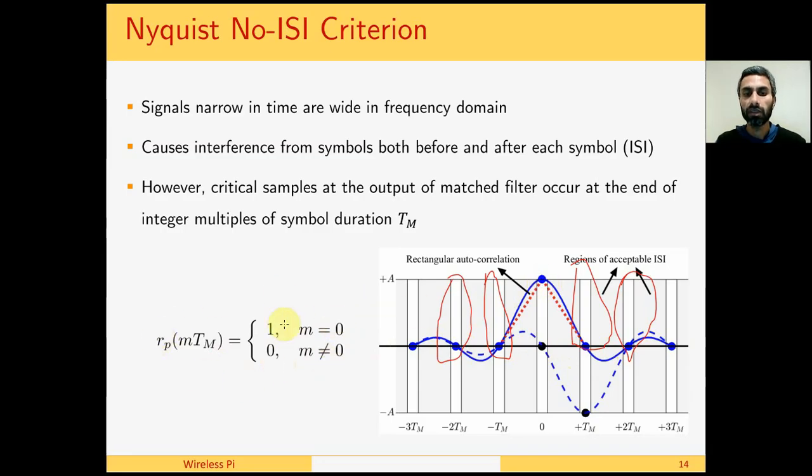If you don't understand the equation, I hope that this concept is clear from the figure. This is the autocorrelation of the rectangular pulse shape, the triangular one, and you can see that we have another pulse shape that is varying smoothly in time but passing through zeros at integer multiples of Tm, thus causing no ISI.